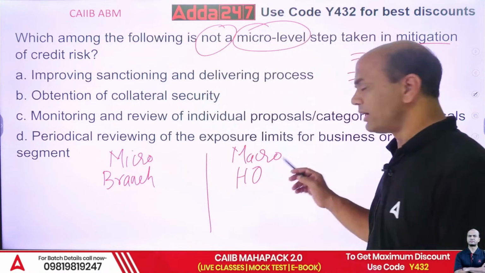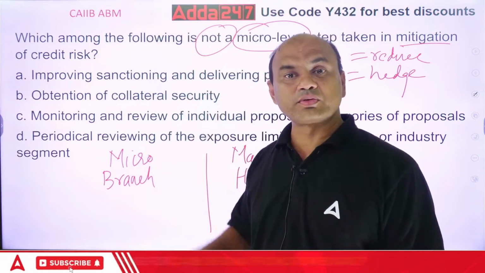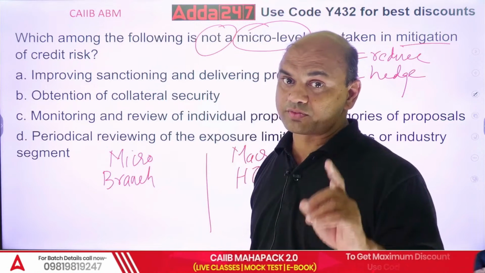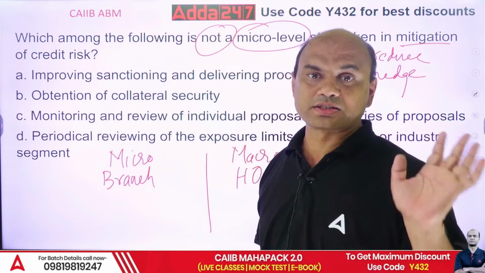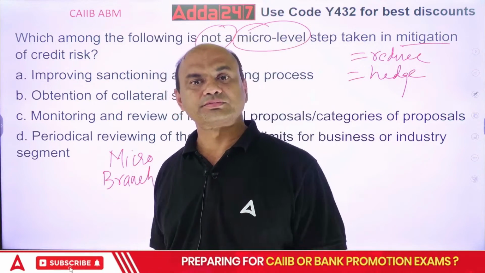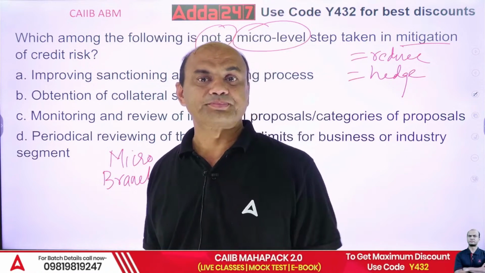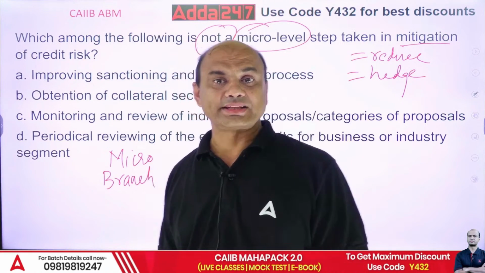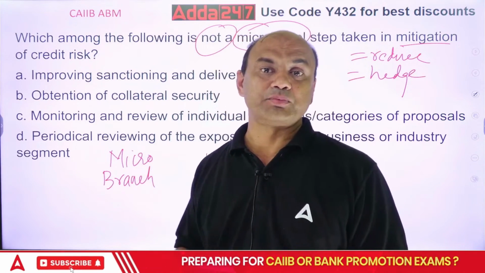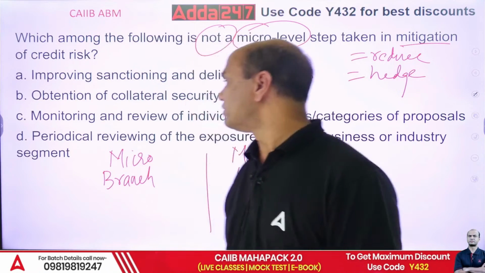And regarding macro level, it's at HO level. At HO level, we do 2 things. One is diversification, very important. You should not give the loans to a single sector. Number 2, derivatives. Okay, derivatives are an important part, covering the risk.